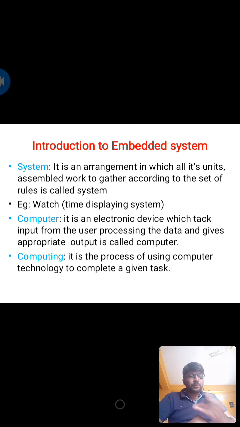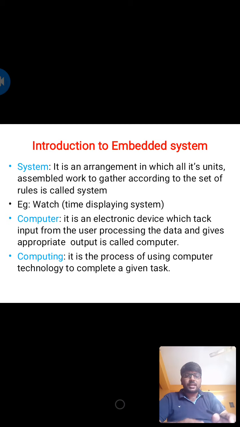Computer and computing. Coming to the first one: what is a system? Basically, as you all know, a system takes inputs and gives outputs. It takes input, does some processing, and gives an output. In definition format, a system is an arrangement in which all its units, assembled, work together according to a set of rules.